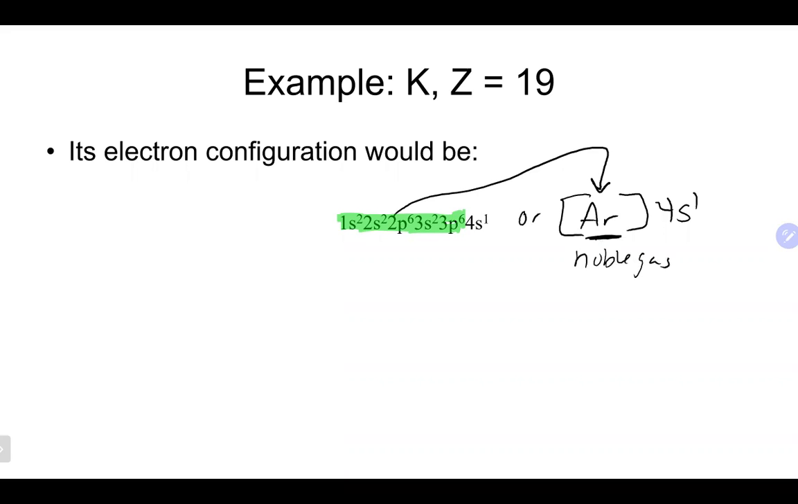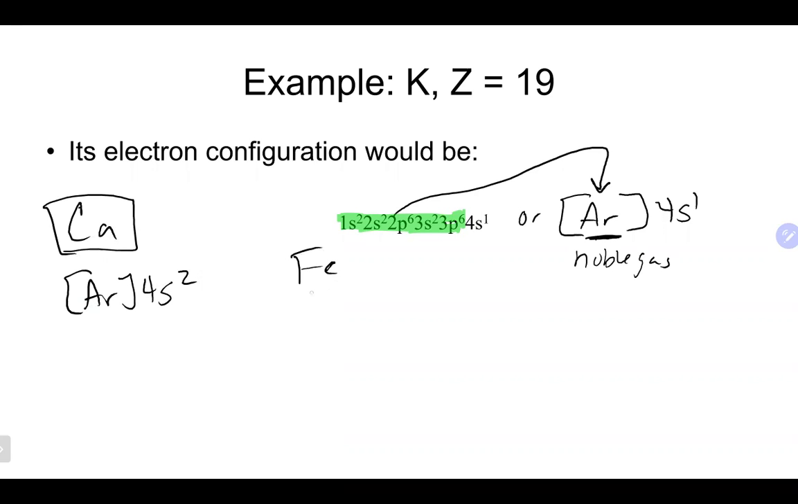So it should always be the noble gas that comes right before the element that you did. For example, we did calcium a second ago. We could have done argon 4s2. We also did iron a second ago, which if we look on the periodic table, before iron is argon as well. And that would be argon 4s2, 3d6. And we would have to continue with the rest of the configuration after that.